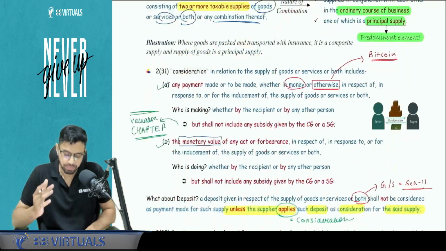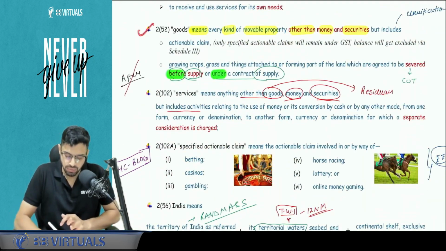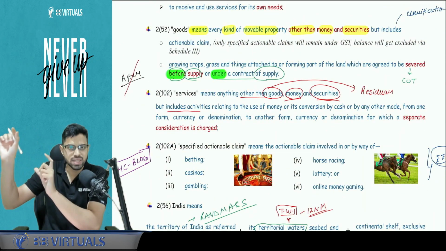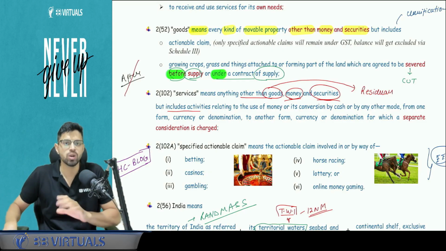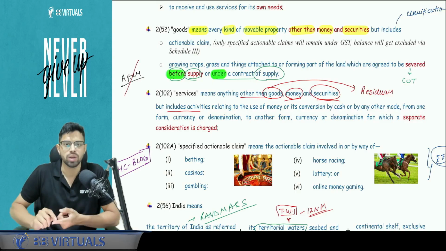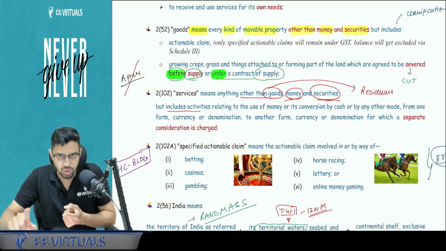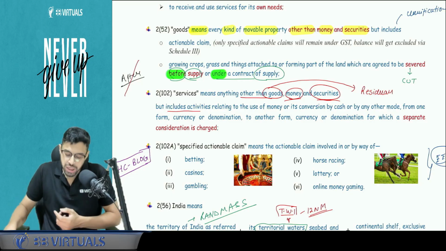Now the two main definitions that you need to cover are goods and services, because Goods and Services Tax, we know, is a mandatory payment, but what do you mean by goods and what do you mean by services? Understand that every kind of movable property is goods except money and securities. Money and securities are not goods, and they are not services. So goods means every kind of movable property, including actionable claims.